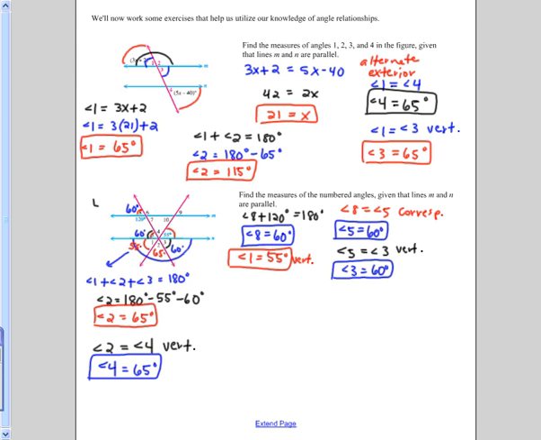Back to the top portion of our figure. Angle 8 and angle 7 are vertical. Therefore, angle 7 should be 60 degrees. Angle 6 is vertical to 120 degrees. So angle 6 is equal to 120 degrees because it is a vertical angle.